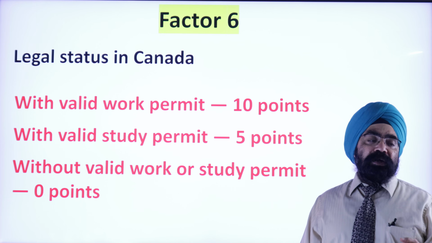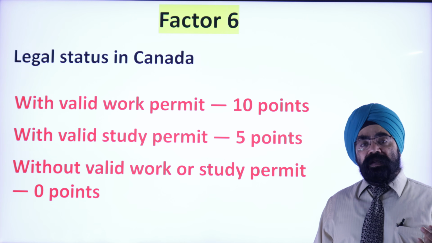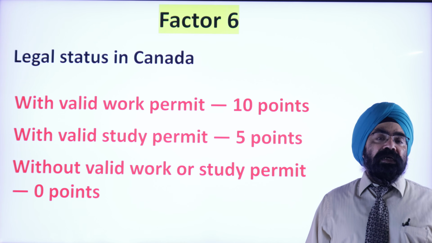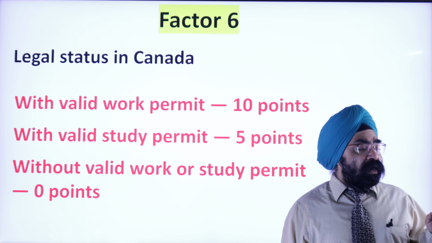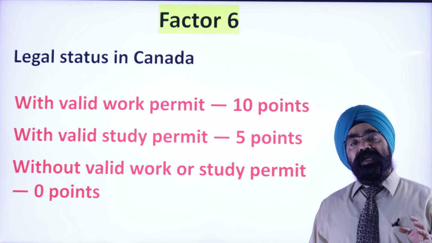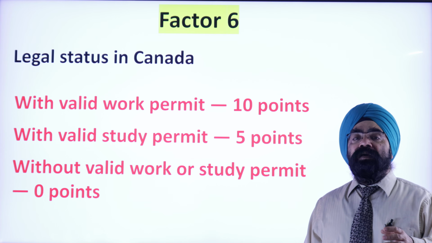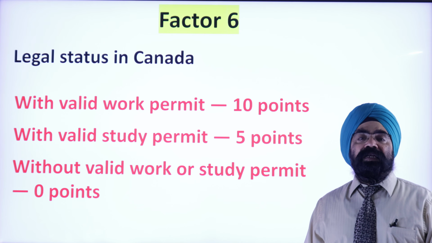If you have a study permit, you can get 5 points. And if you have neither work nor study, that is, you are on a visitor record, you get 0 points. So these are very, very important. Somebody on a visitor status can apply but will not get 10 points.